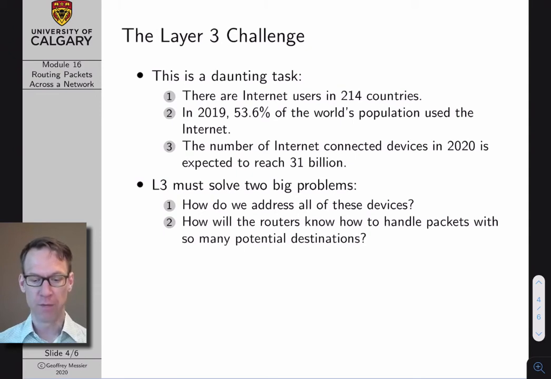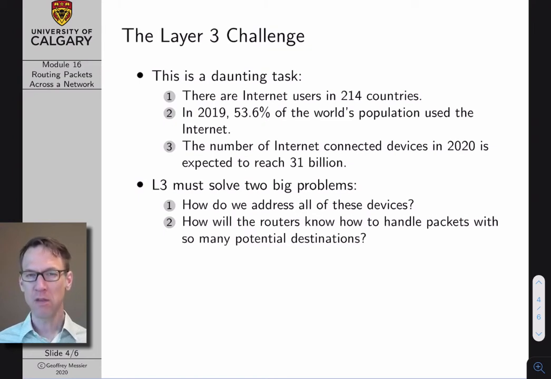So we've got a massive geographical scale for the network. We also have a huge number of just raw devices plugged into the internet. In 2019, over half of the world's population used the internet, and the number of internet connected devices in 2020 is expected to exceed 31 billion. Every single one of these devices needs to be able to communicate with practically every single other one of these devices. And so a lot of what we're going to be talking about when designing layer 3 is specifically geared towards dealing with the massive scale of the internet.